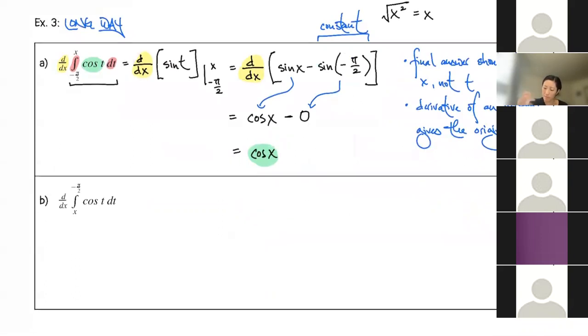Okay, so these are the questions, right? What if the bounds were constants? Or what if they were both variables? What do you think it would look like if we had, instead of an x up here, another number?